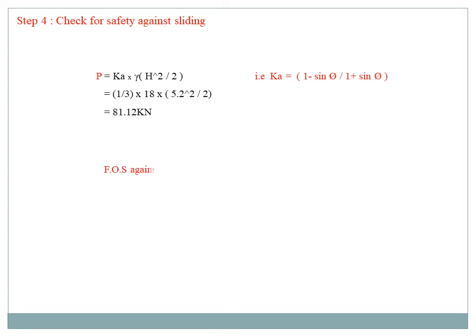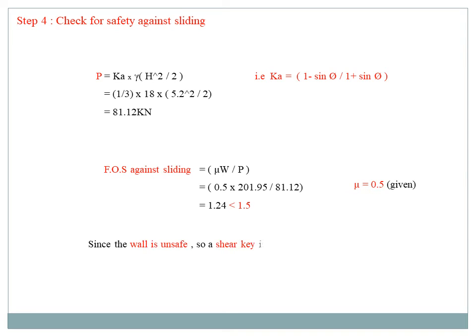The next, factor of safety against sliding, one simple formula: mu into W divided by P. So mu is given in our question, mu is equal to 0.5, then W is 201.95, then P we found previously as 81.12, so you get 1.24 value. So this factor of safety is less than 1.5, so this is unsafe. So since the wall is unsafe, a shear key is to be designed below the stem.